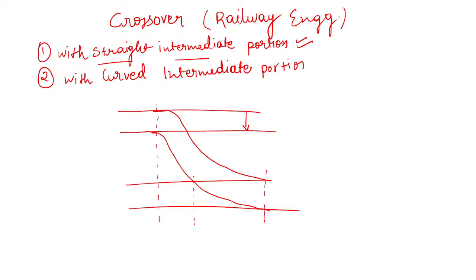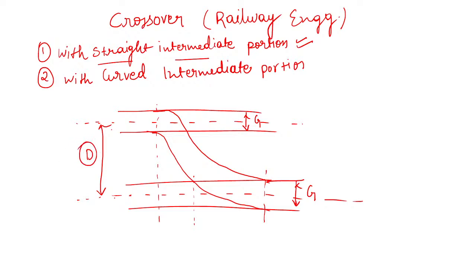You know that this is the gauge distance of the main track, and these are the center lines of the main track. The symbol given in the question is the distance between the center lines of the two main tracks, D. So basically this distance will be D minus G by 2 minus G by 2, that is, D minus G.